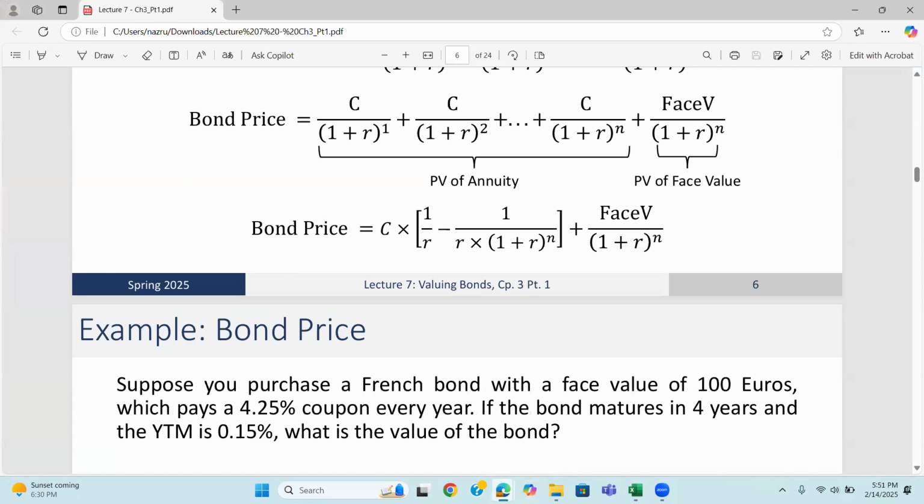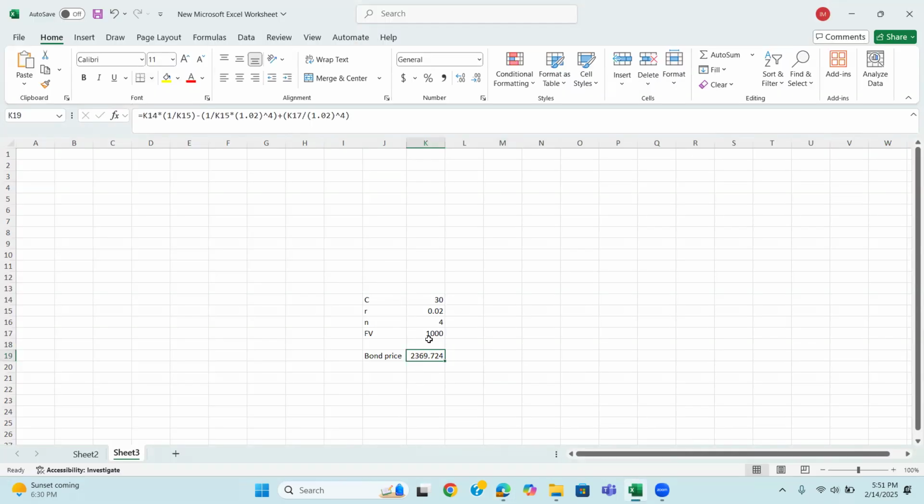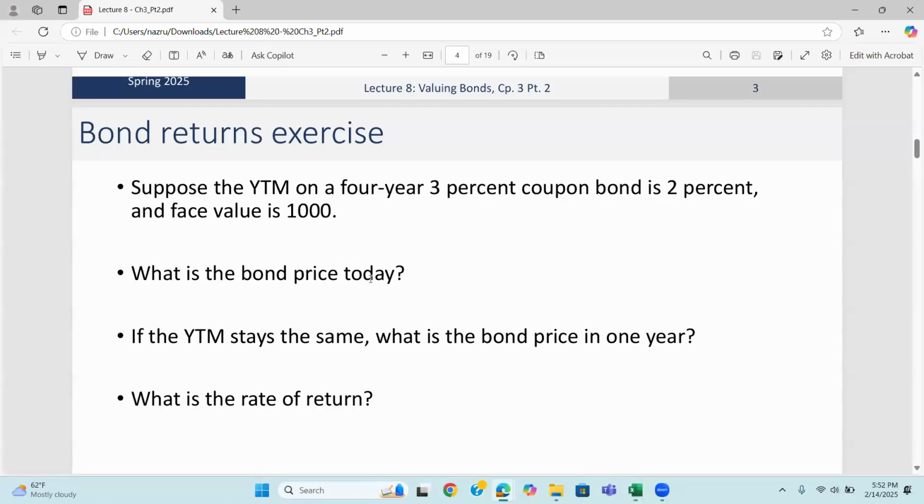So let's go to lecture 8. If there is a 3% coupon bond, what we did, we have our face value 1000, we make the 3%, so our coupon is 30. The YTM is R, which is equivalent to R, and YTM is the same, so 0.02, and the number of N is 4, and the future value is 1000, right? So this is basically the first answer, what is the bond price today.